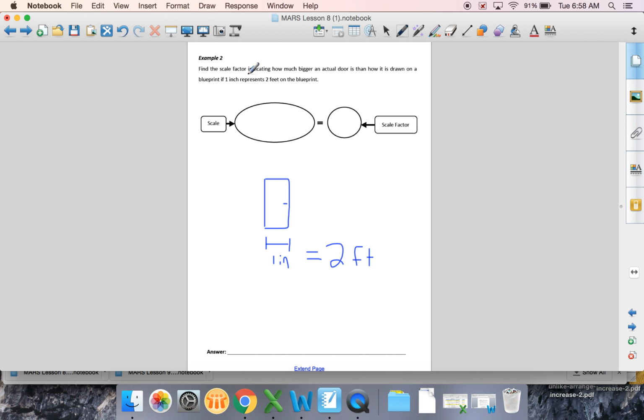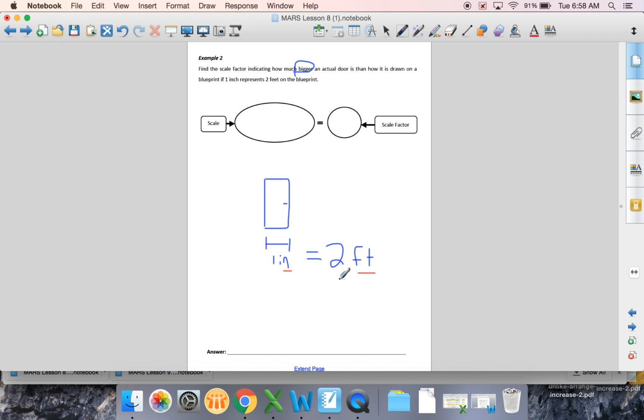So what we're trying to figure out is a scale factor indicating how much bigger it is. The first thing that we need to do is make sure our units are the same. So I'm going to change everything to inches. 1 inch is equal to 2 feet. Let's change it so that the units match, because I think that will be a lot easier for us to see that scale factor.